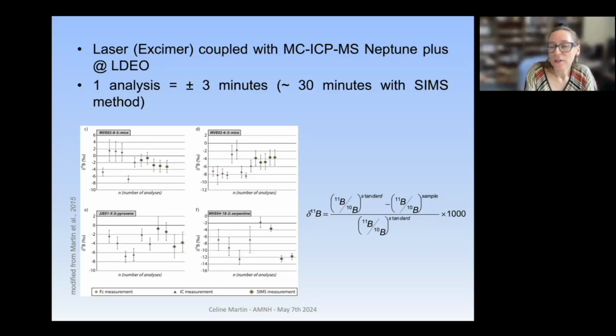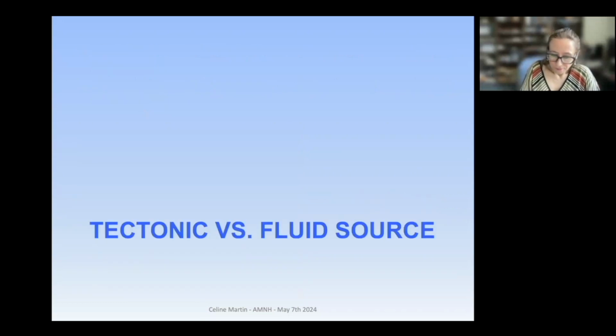And all the results here are presented as delta 11 boron, which, I'm sure you're all familiar with, is the comparison of the isotopic ratio in a standard with the sample we measured, multiplied by 1,000. And so now that we have a method to analyze all these serpentinites, we will see what I mean by tectonic versus fluid source.